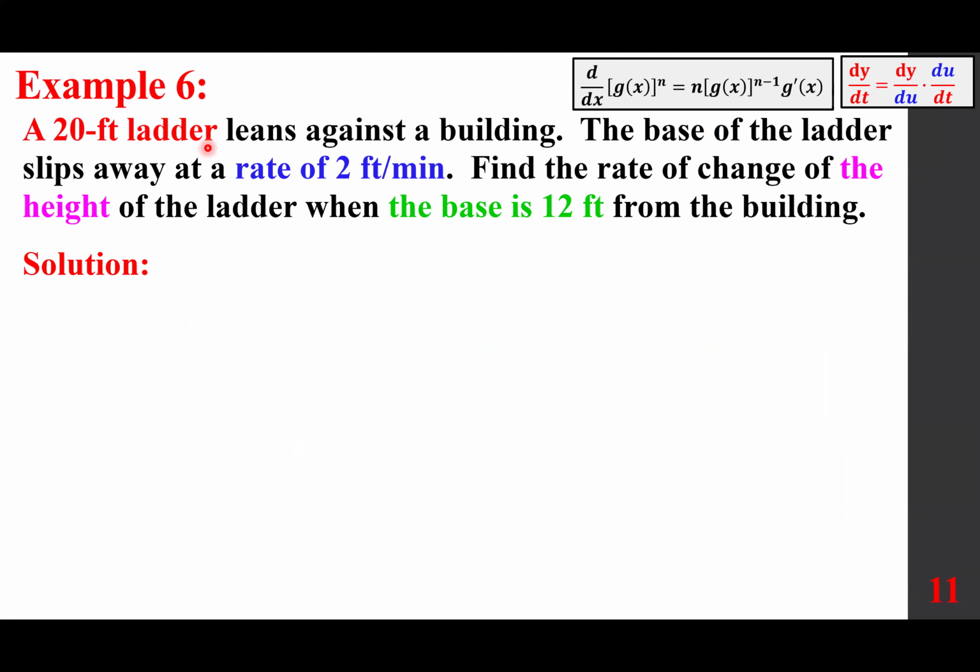A 20-foot ladder leans against the building. The base of the ladder slips away at the rate of 2 feet per minute. Find the rate of change of the height of the ladder when the base is 12 feet from the building.